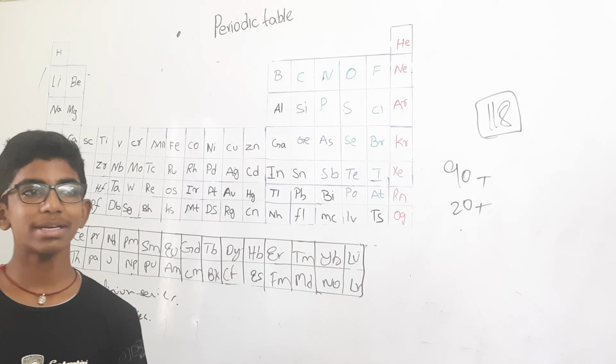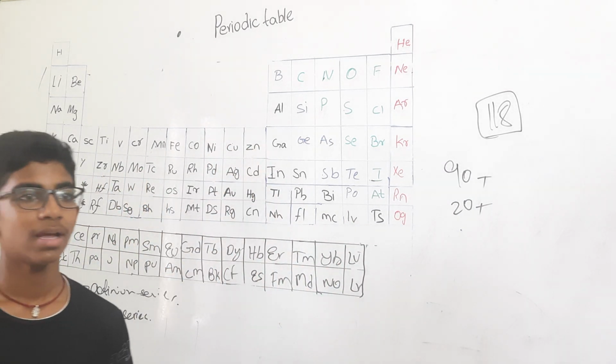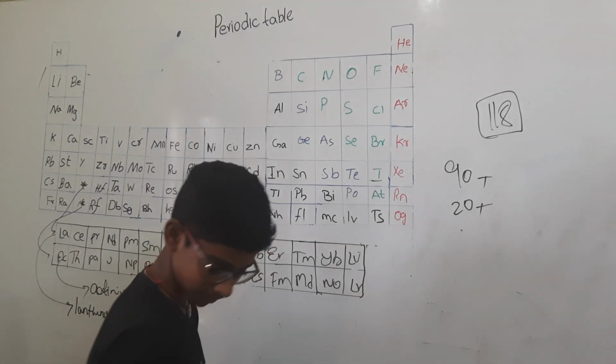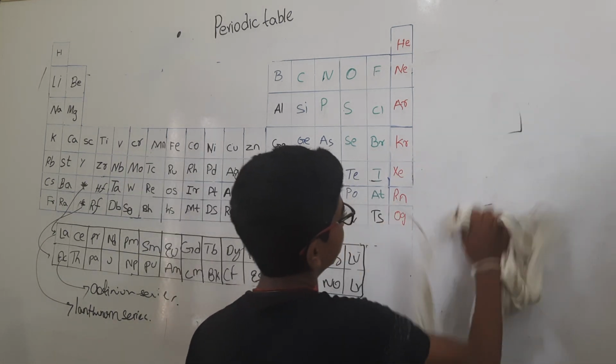These are all the elements and their symbols in the periodic table. Now, first we have to learn what groups are. Okay, what are groups?